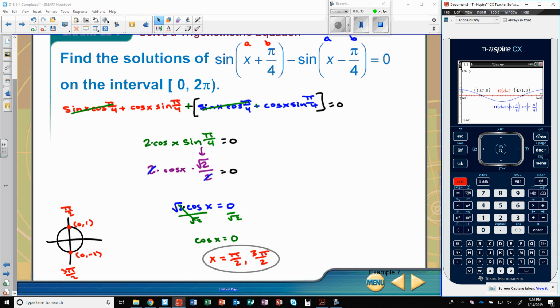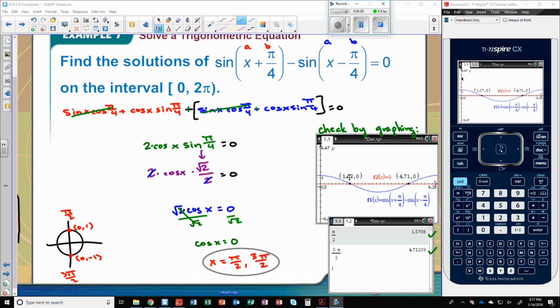And so if I do Control Doc to add a page, go to calculator. What is pi divided by 2? Pi divided by 2. And then the other answer we had was 3 pi divided by 2. We got those two answers. Is that what the calculator said that we should have? Let's go back over here. Yes, it is. It looks like we solved this correctly. So as you can see here, our answers match up with pi over 2 and 3 pi over 2, and those are the only intersections. So we did do it correctly. Now you can try this one.